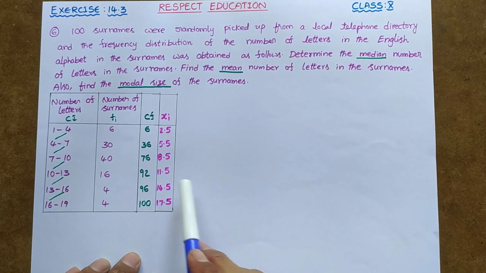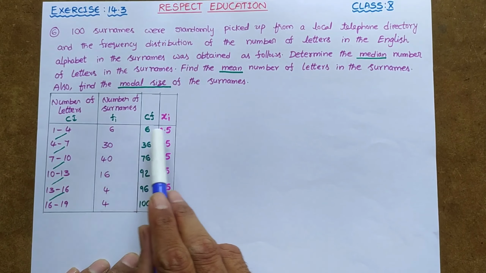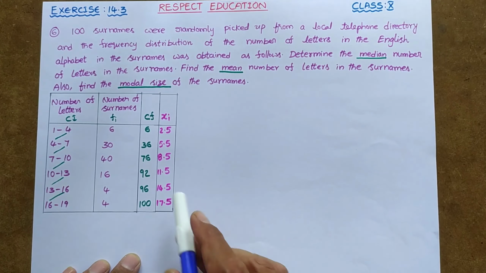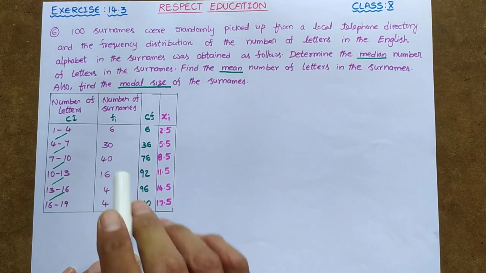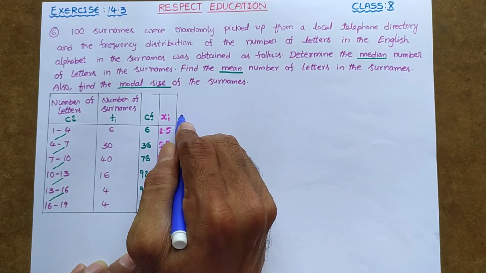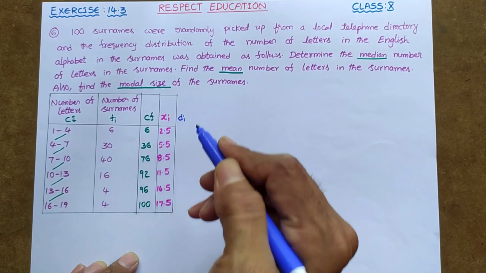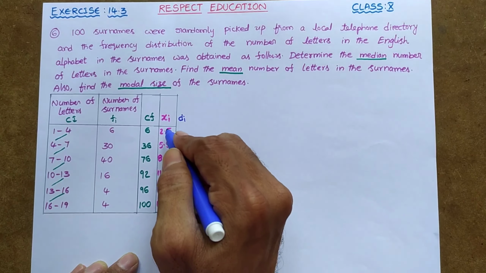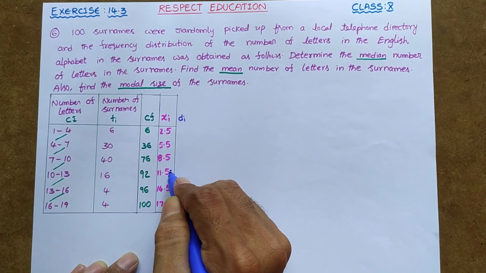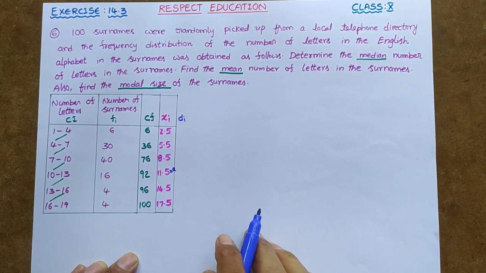Now if we feel comfortable for multiplying Fi into Xi, so we can solve this problem in direct method. But here you see, as these are in decimals, so here I would like to solve this problem in another method, for which here I am finding Di. So here for finding Di, one of the values can be selected as A. So here I am selecting this 11.5 as A.